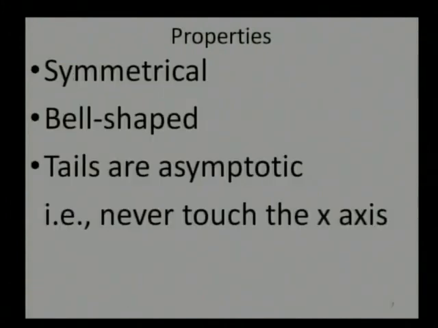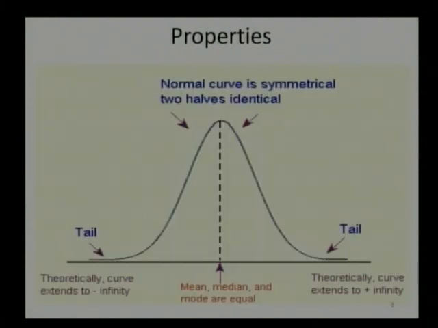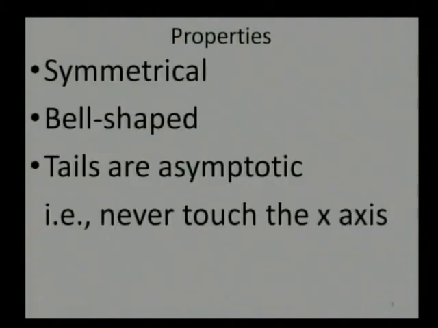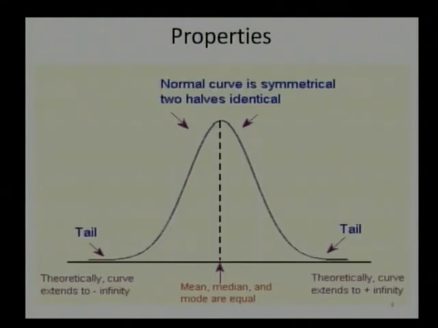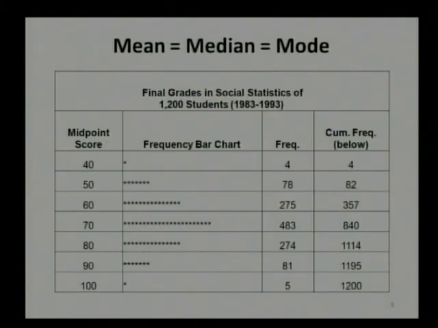The next property is bell shaped, already discussed. The curve of the normal distribution has a bell shape. Similarly, the tails are asymptotic, which means that they never touch the x-axis. You can see in this figure, they never touch the x-axis. The next property is that mean, median and mode are equal.